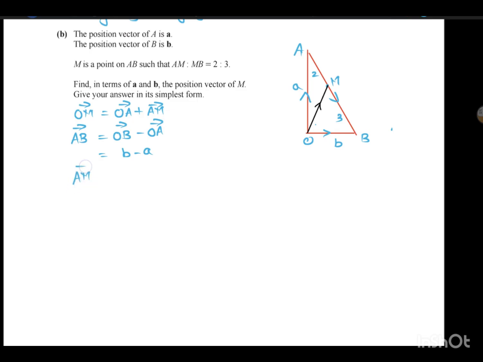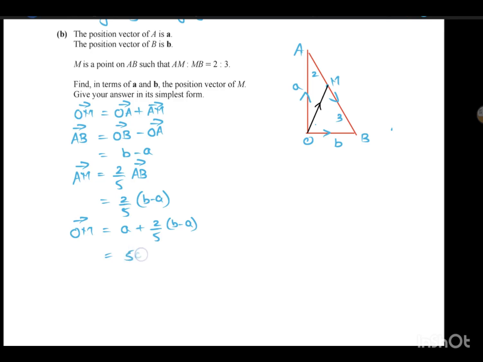Now AM is the 2 by 5 part of this line, because it is 2 parts and this is 3 parts and altogether it is 5 parts. So AM will be 2/5 of AB, sorry. So this will be 2 by 5 into (b minus a). Now we got AM. Using this we can find out OM now. OM is equal to OA, which is a, plus 2 by 5 into (b minus a).